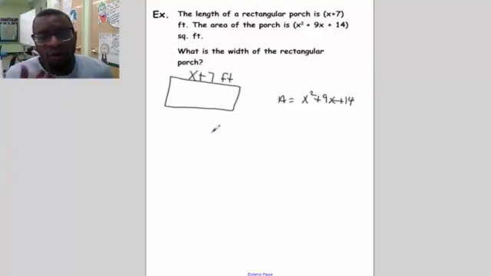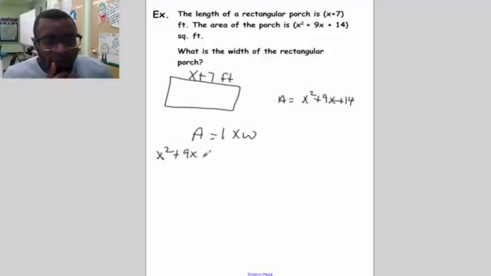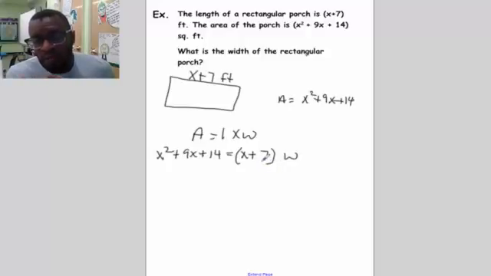Okay, and remember, the area for a rectangle is length times width. So we're going to use this formula and substitute in. The area is x squared plus 9x plus 14, and we know the length is x plus 7. We want to find the width of this rectangular porch that has the specific area. So looking at this, we know that one of the factors of our quadratic is going to be x plus 7, and we need to find the other factor.